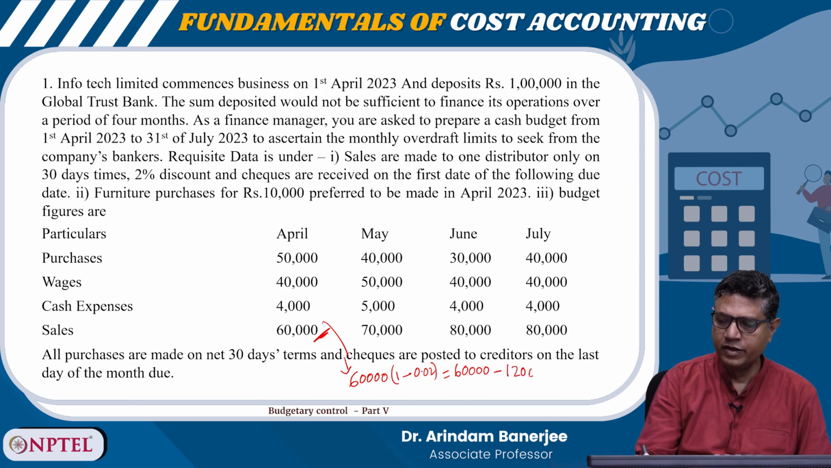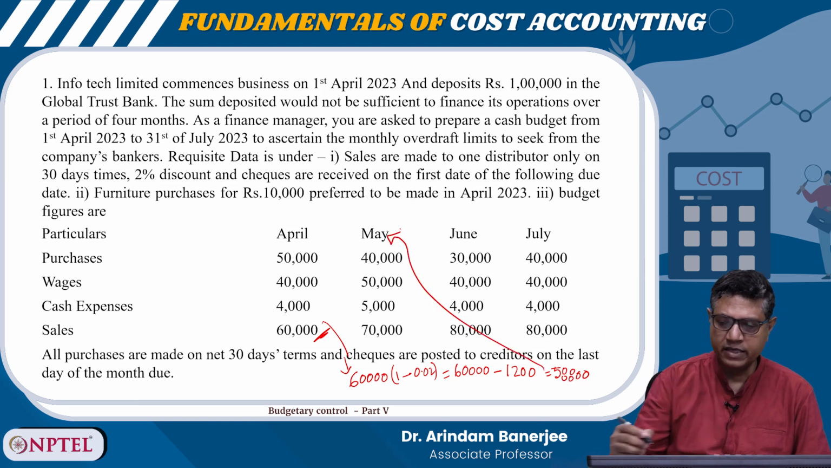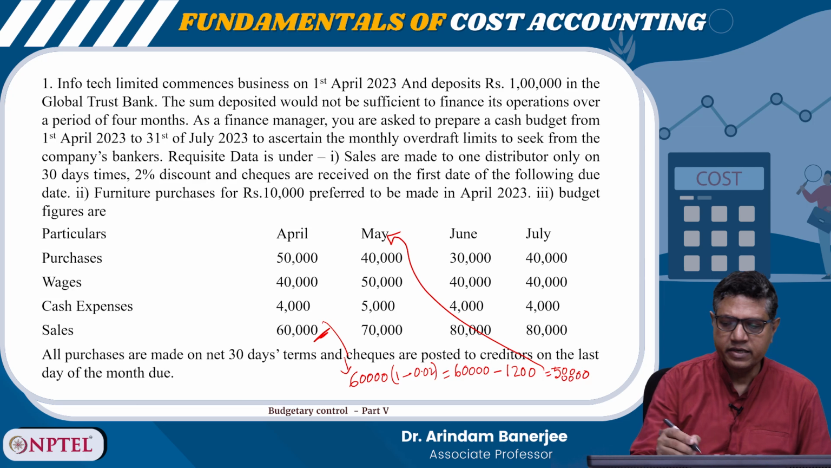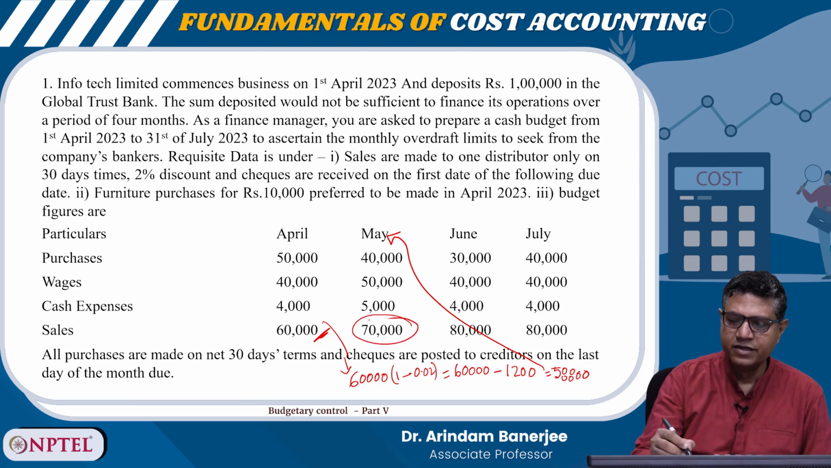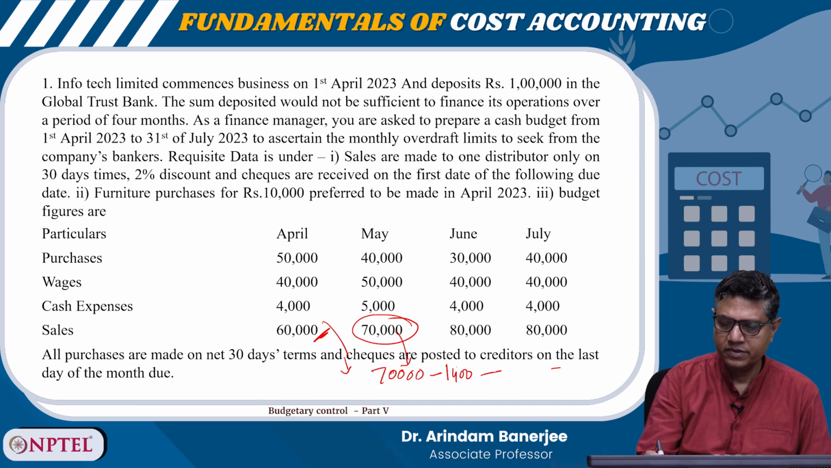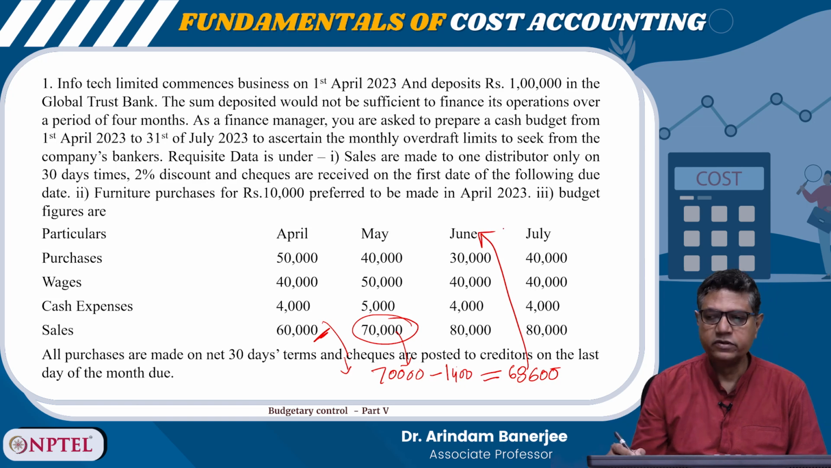So, 60,000 minus 1,200 will be 58,800, which it is supposed to receive in the month of May, the next month, right. So, you see 58,800 is received. Similarly, here this 70,000, after 2% discount, will be 70,000 minus 2% of 70,000, which is 1,400. So, it comes to 68,600. This it is supposed to receive in the month of June.